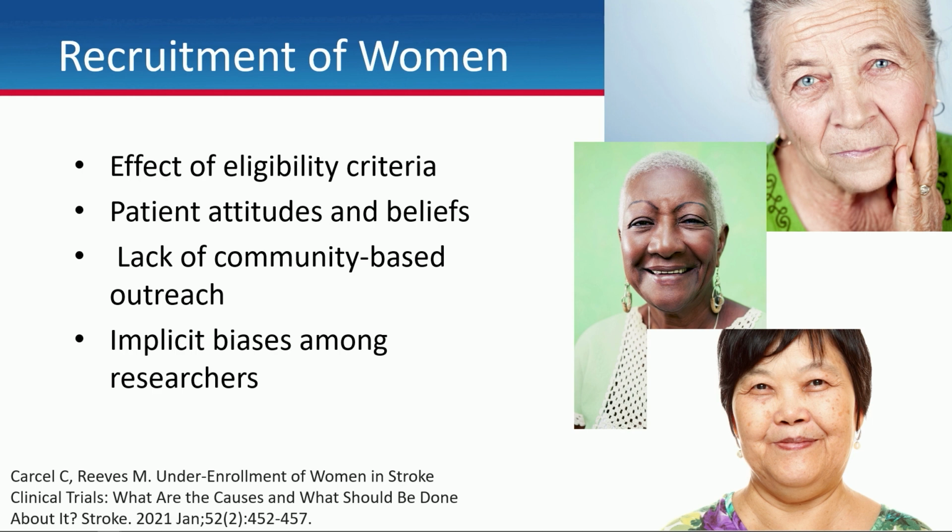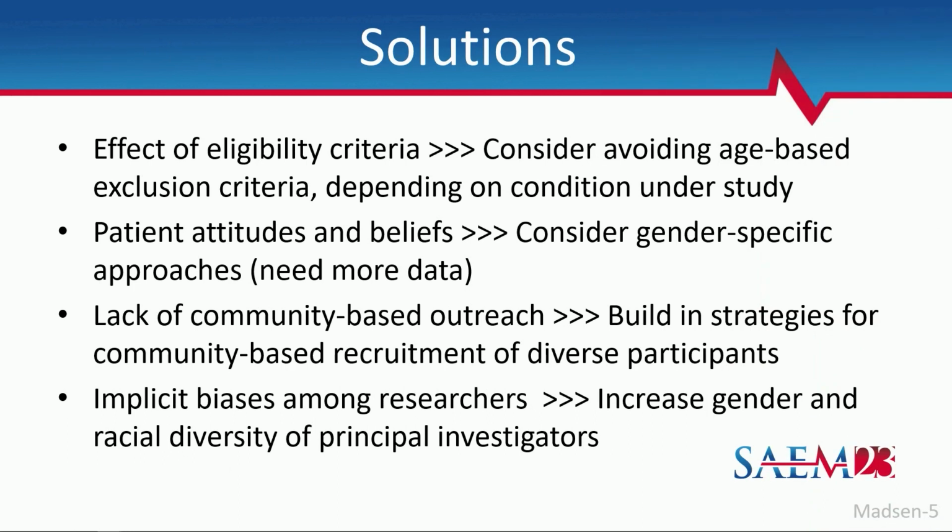So thinking about your eligibility criteria, how patient attitudes and beliefs might affect their willingness to participate, whether or not you have community-based outreach, and then implicit biases and how you can get around biases of your study team and how you can more effectively enroll women. A lot of these principles also apply to enrolling underrepresented groups into research, and it really is very specific to each study. So you have to go through your study population, figure out what challenges you're going to have, and how you meet your enrollment goals.